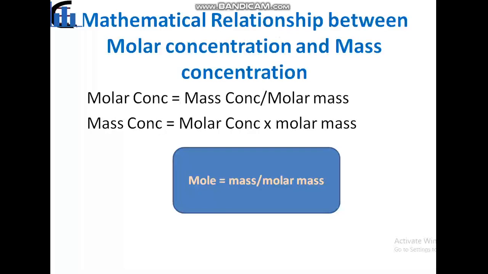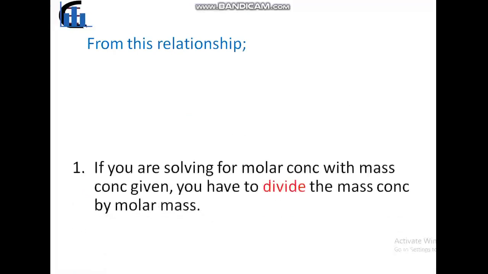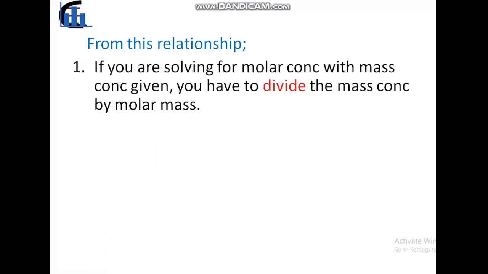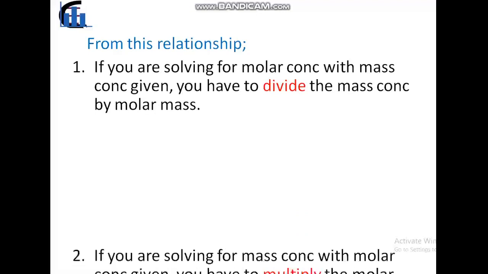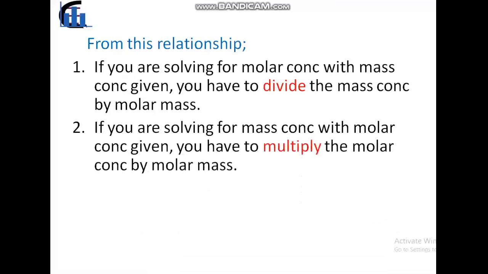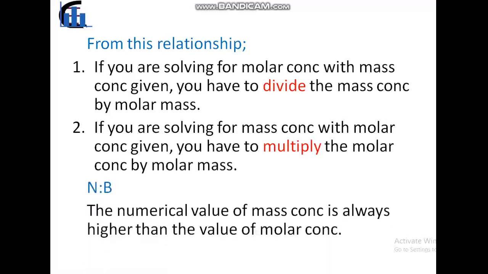All I need to do is to write mole to molar concentration and change mass to mass concentration. From this relationship, if you are solving for molar concentration with mass conc given, you have to divide the mass conc by molar mass. Again, if you are solving for mass conc with molar conc given, you have to multiply the molar conc by molar mass. What it means is that the numerical value of mass conc is always higher than the value of molar conc.